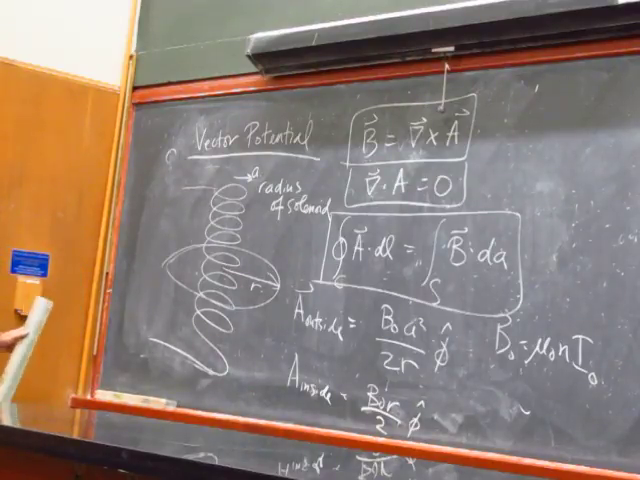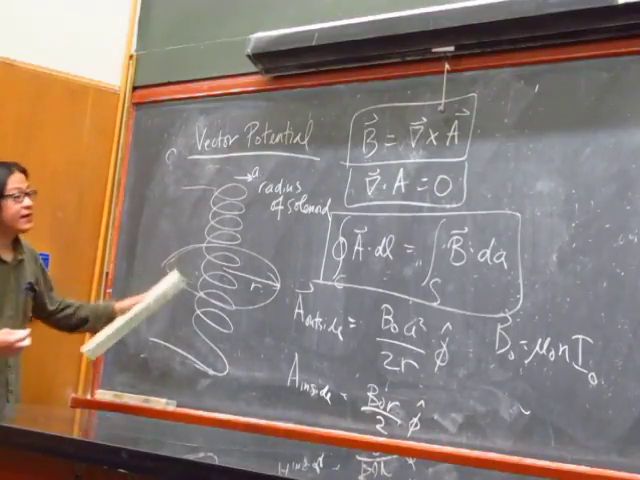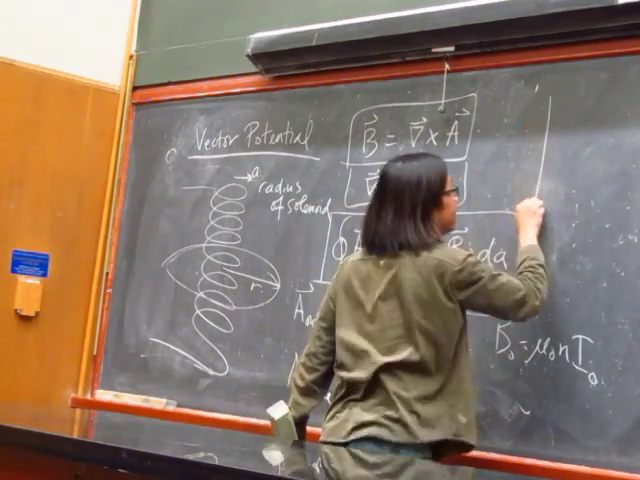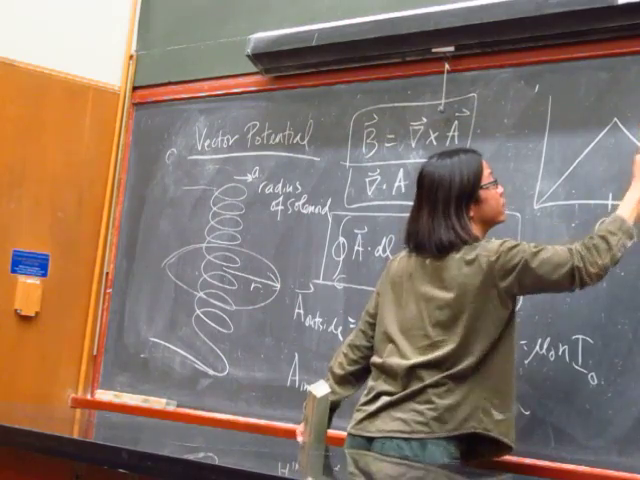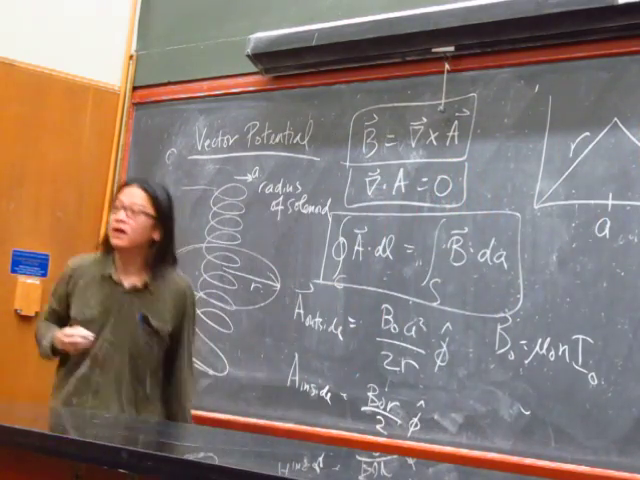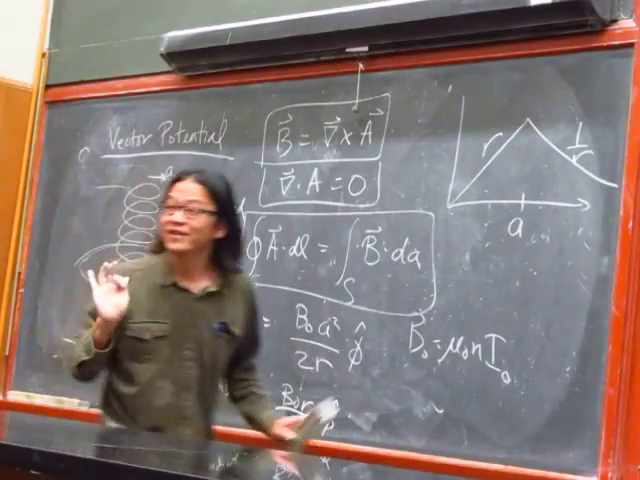So the vector potential is non-zero outside. It goes like this, 1 over R, and then this is with s bar.